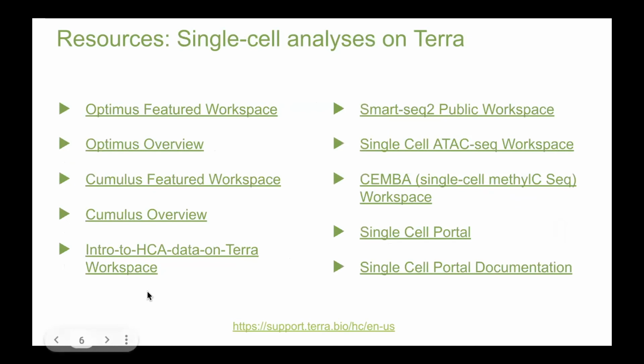And I also wanted to post some single cell resources for you. So I mentioned earlier the Optimus featured workspace that walks you through that 10x data processing pipeline and the overview that lives alongside the GitHub repository. Cumulus also has a featured workspace and overview documentation. And that intro to HCA data on Terra workspace that I mentioned has the ScanPy notebook in it, as well as a Seurat notebook, and Pegasus and Bioconductor. You can check that out if you want to look at some additional Jupyter Notebook examples of working with Loom files.